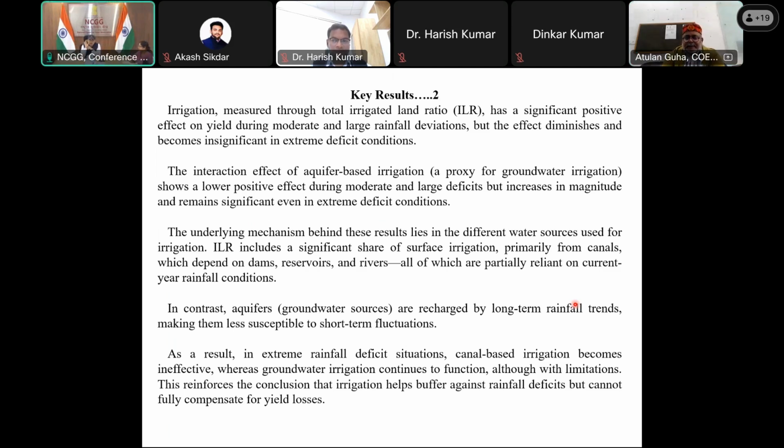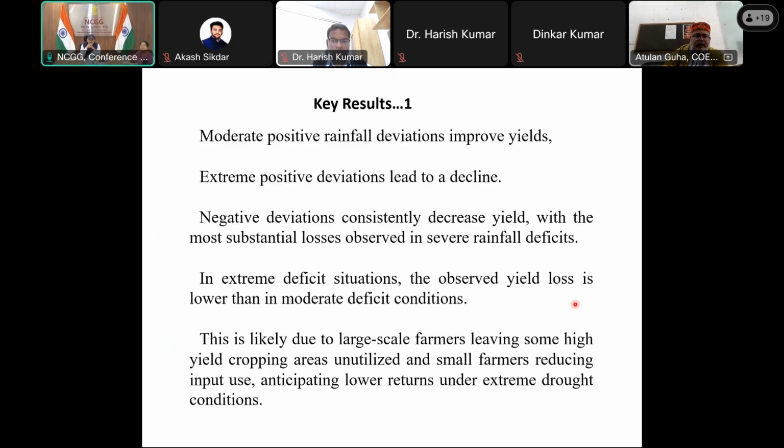Professor Guha, can you go back to your result one and explain the other than the first point? Yeah, thank you. So which one? Clear, but the other point?